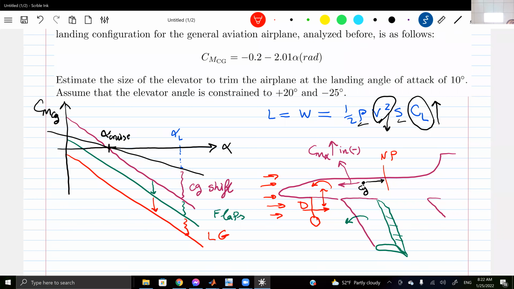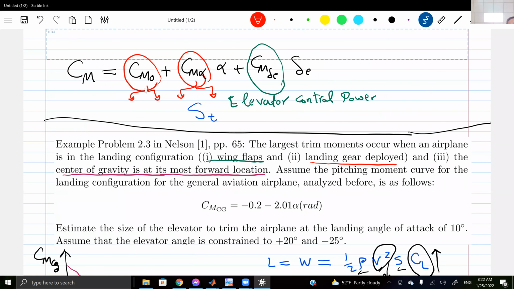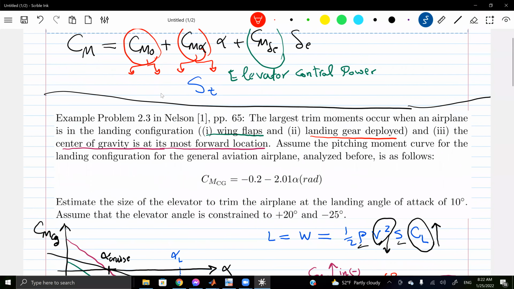So a shift in the CG does not simply shift the line. It actually changes the slope. The other factors don't change the slope. They simply shift the line. So we have two things here. We have CM0 and we have CM alpha. CM alpha is the slope and it's a direct function of CG. CM0 is simply a constant added to the curve, meaning it's the same slope, but you just shift it up and down, right? Oh, okay, I see. Thank you. You're welcome.